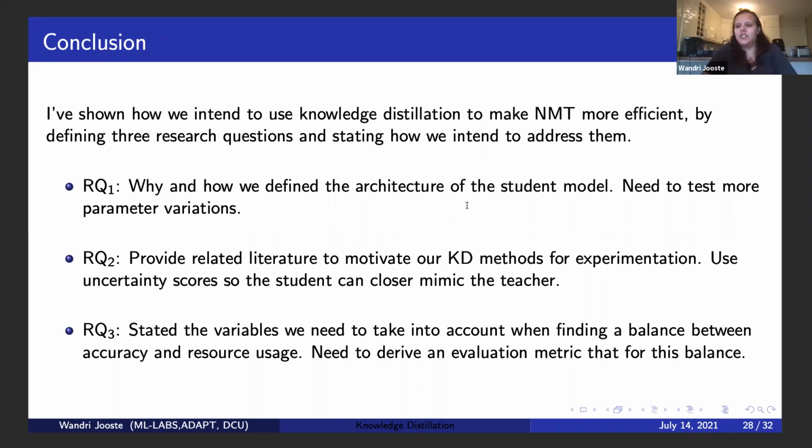And finally, for research question 3, we've stated the variables that we need to take into account to find a good balance between accuracy and resource usage. But then we still need to derive an evaluation metric for this balance, so we can confidently say whether these students would be worth it or not.